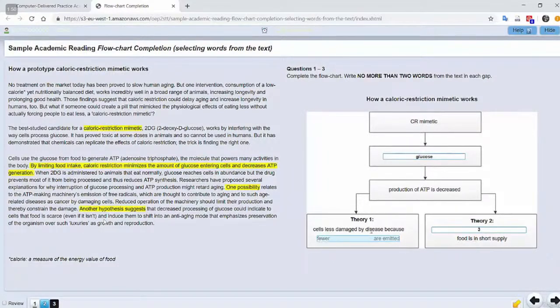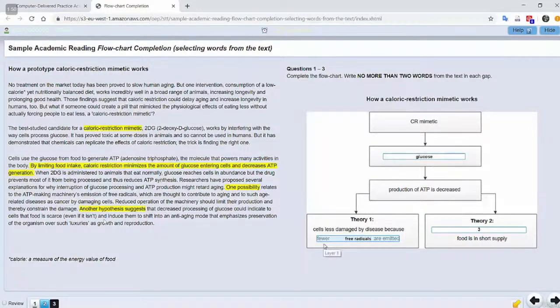So I'm looking for cells less damaged by disease because fewer blank are emitted. One possibility relates to ATP's making machinery's emission of free radicals. So that answer right here: free radicals are emitted, free radicals. Now, if I keep reading that sentence, you can see the other parts of the answer, but I can see it very, very clearly. I have it highlighted, Control C, Control V.